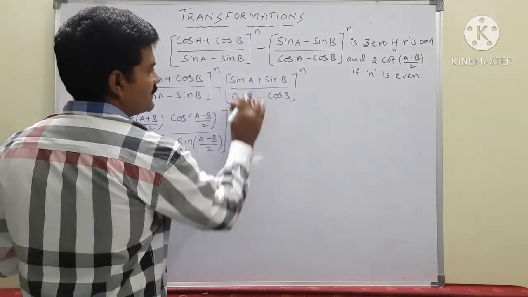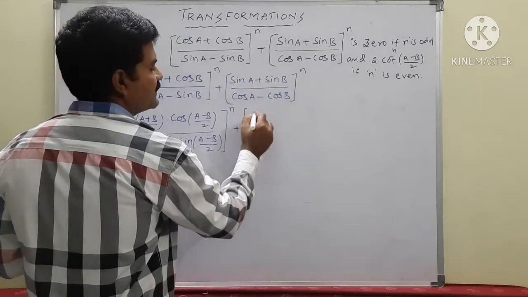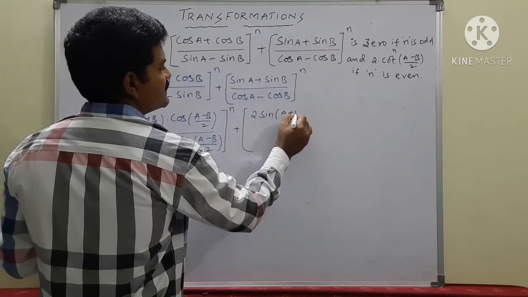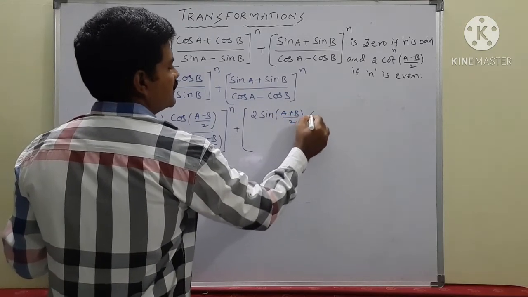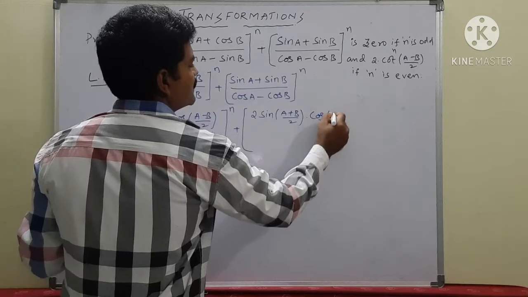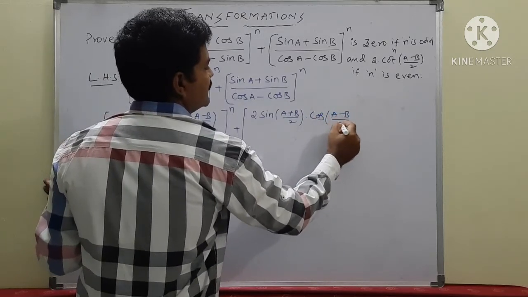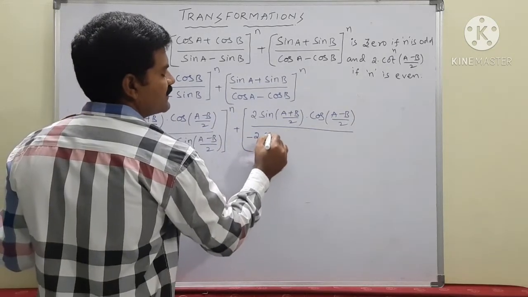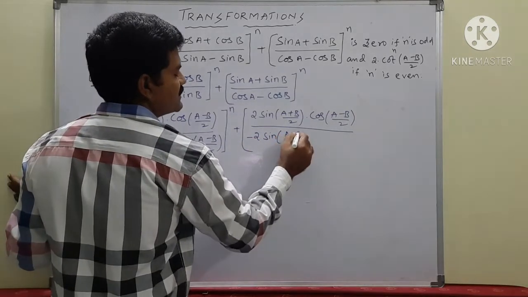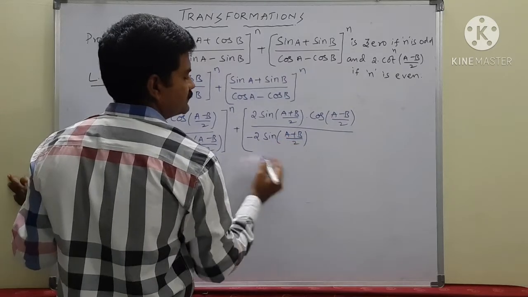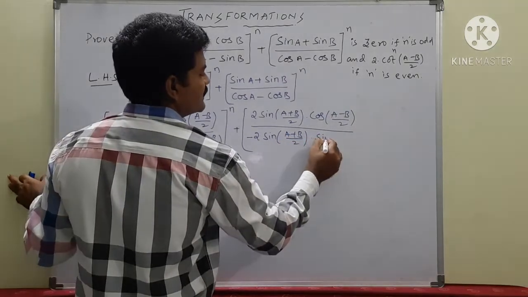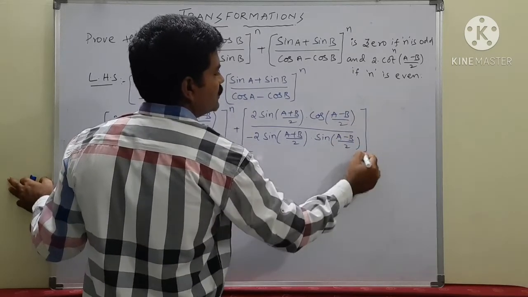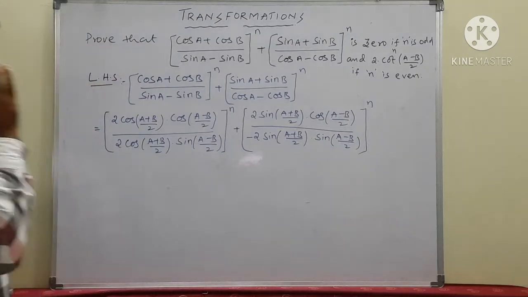plus what about this, like sin C plus sin D, 2 sin (A plus B) by 2 into cos (A minus B) by 2, divided by minus 2 sin (A plus B) by 2 into sin (A minus B) by 2, whole to the power of n.